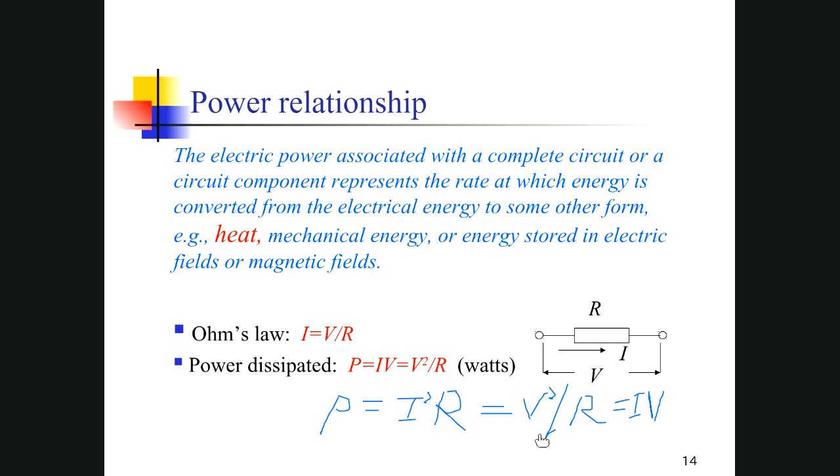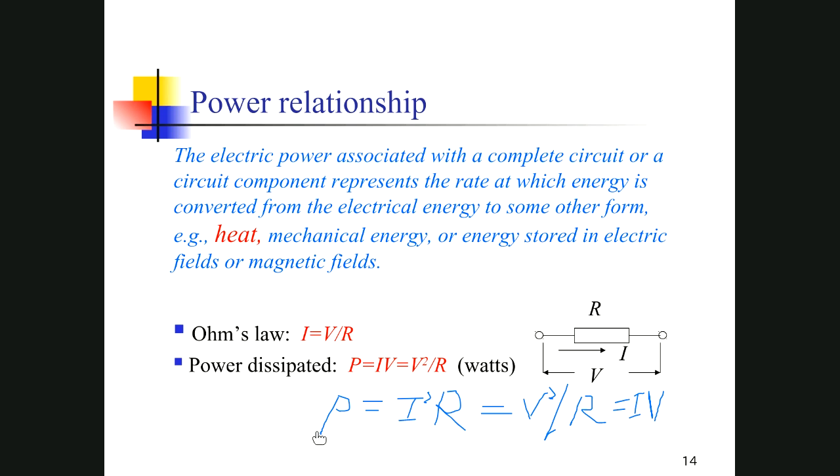Now, look at this term. For a given voltage, the smaller resistance means bigger power. This is a little bit different from your existing concept in your mind, right? Use your mind. So for a given voltage, the smaller the resistance, the bigger the power.